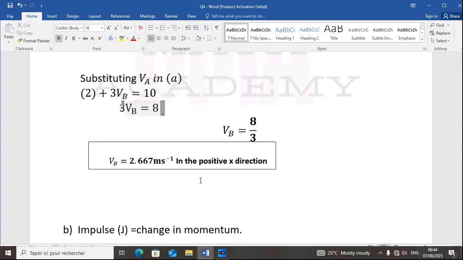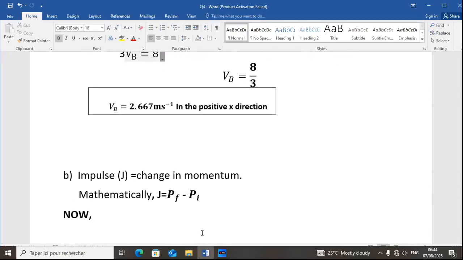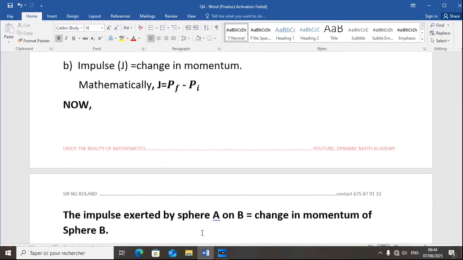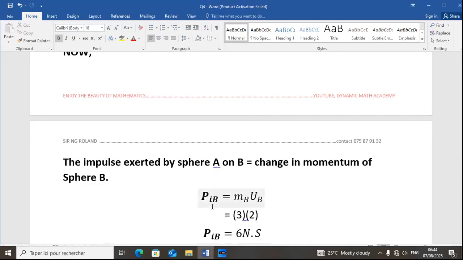Okay, so impulse is equal to change in momentum. Mathematically, J is equal to final momentum minus initial momentum. Yes, like I was saying, the impulse exerted by sphere A on B is the change in momentum of sphere B. So take note of this, please. The initial momentum of sphere B will be equal to the mass of B times the initial velocity of B. So we're going to have 3 times 2. That will be 6 Newton second.